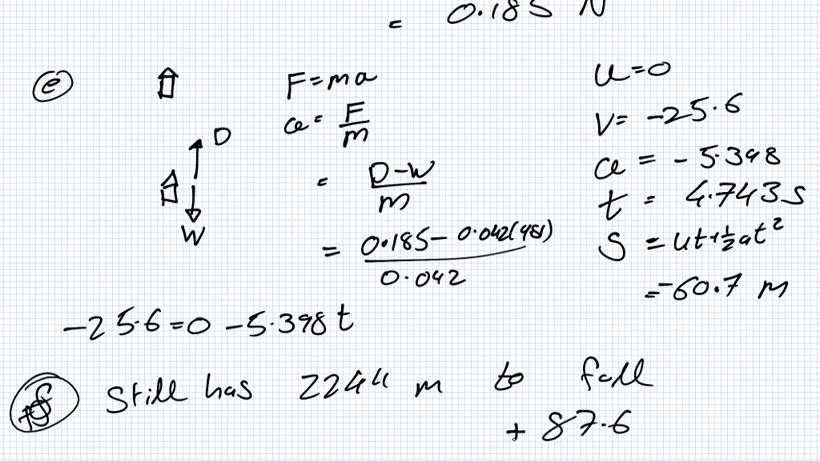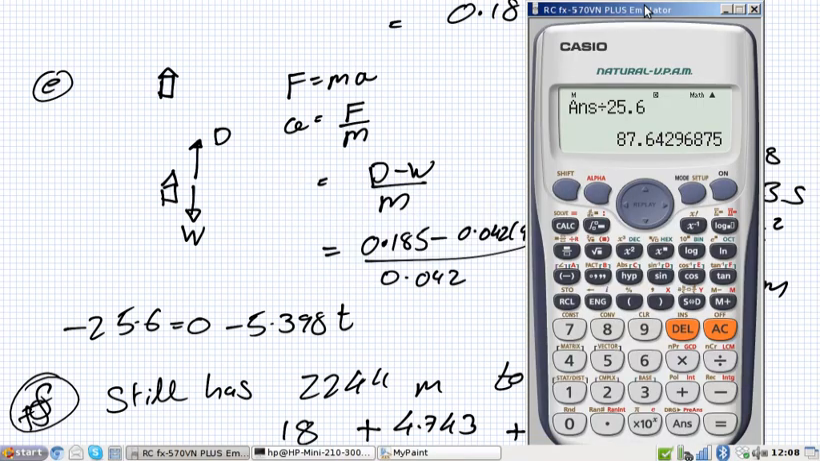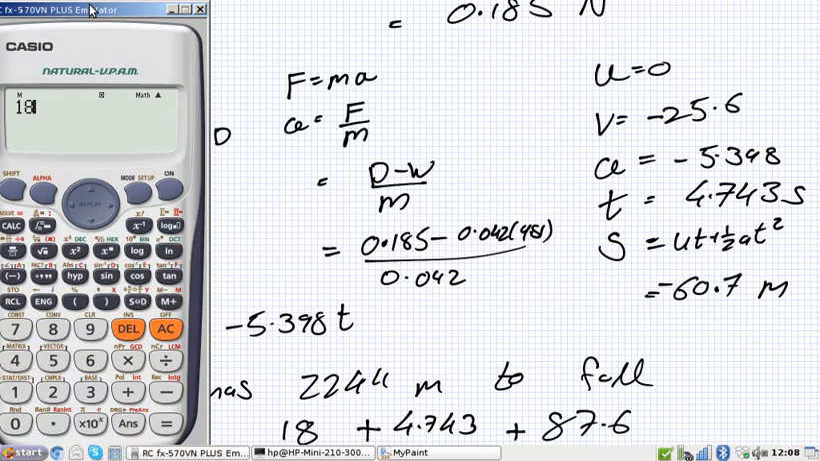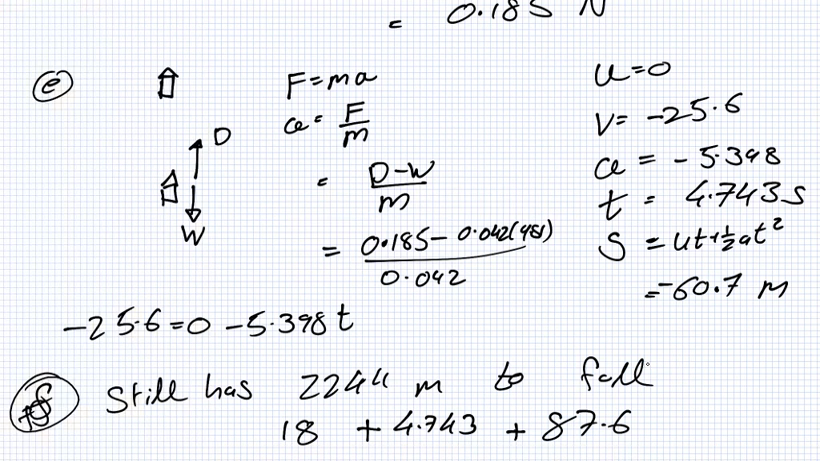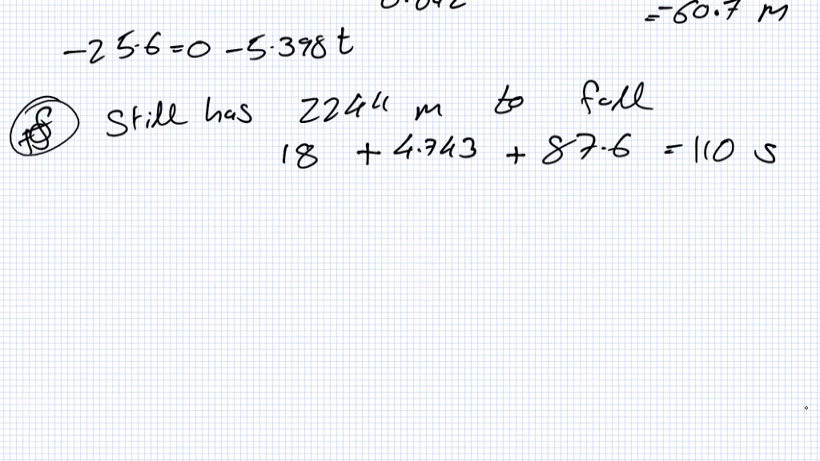We have to add on the 4.743 it took to reach the terminal velocity, and in the first part it took 18 seconds to reach the maximum height. So 18 plus 4.743 plus 87.6, total is 110 seconds. Okay, 110 for that last one there.